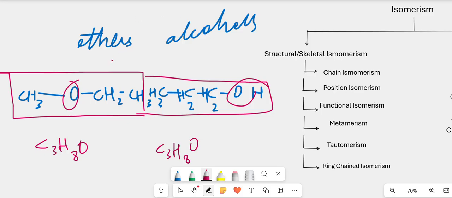Just like ethers and alcohols, we have aldehydes and ketones. They also show isomerism and so on. Now let's move on to metamerism.